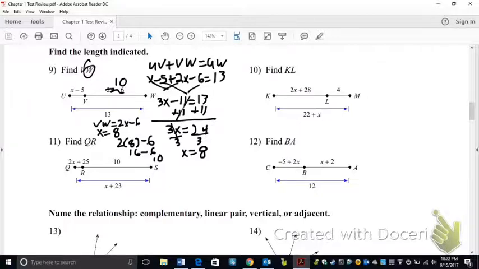We just figured out that VW equals 10, which means that in order for it to be 13, then UV has to be 3. Let's check that out. Let's plug in 8. We're going to go 8 minus 5. That is indeed 3. 3 plus 10 equals 13. That checks out.